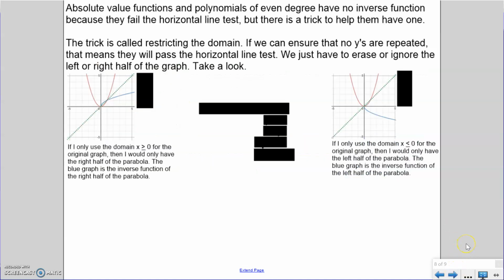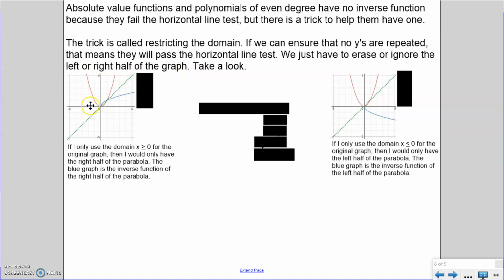Absolute value functions and polynomials of even degree have no inverse function because they all fail the horizontal line test. But there is a trick to help them have one. This trick is called restricting the domain. If we can ensure that there are no y's being repeated, that means they will pass the horizontal line test. We just have to erase or ignore the left half or right half of the graph. So let's take a look.